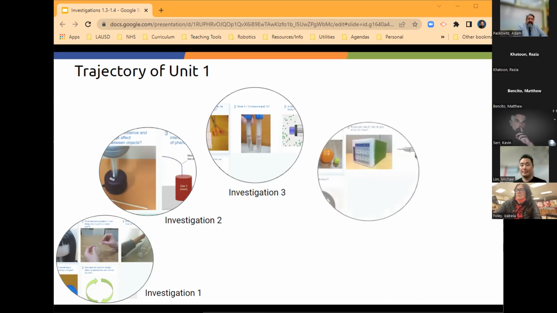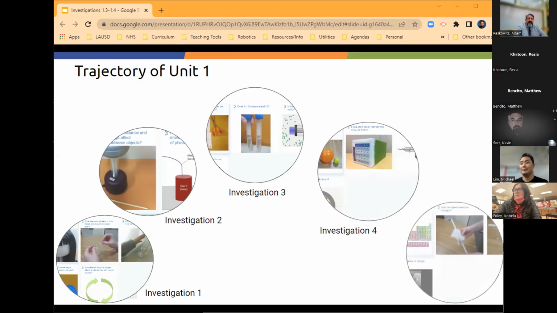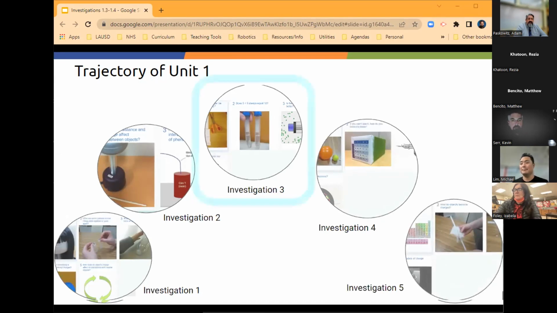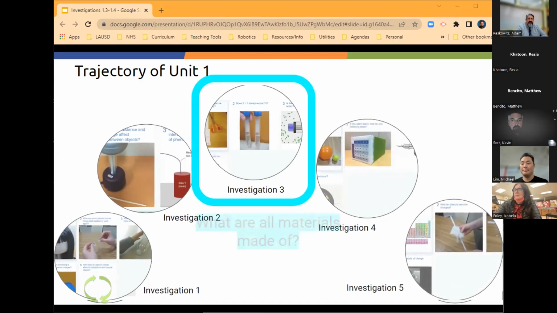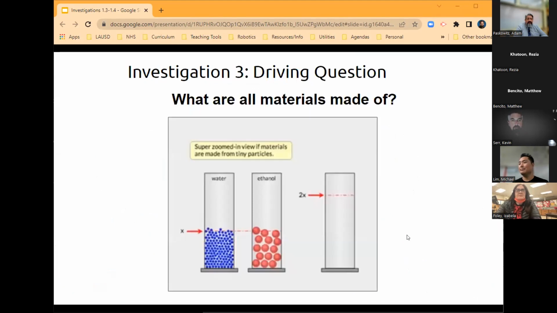And then in investigation 4, again, we'll talk about that in the second half. We see some stuff about indirect observation. Well, we'll talk about that in the second half. And then in investigation 5, we put everything together. So investigation 3 is, what are all materials made of? That's the driving question. What are all materials made of?